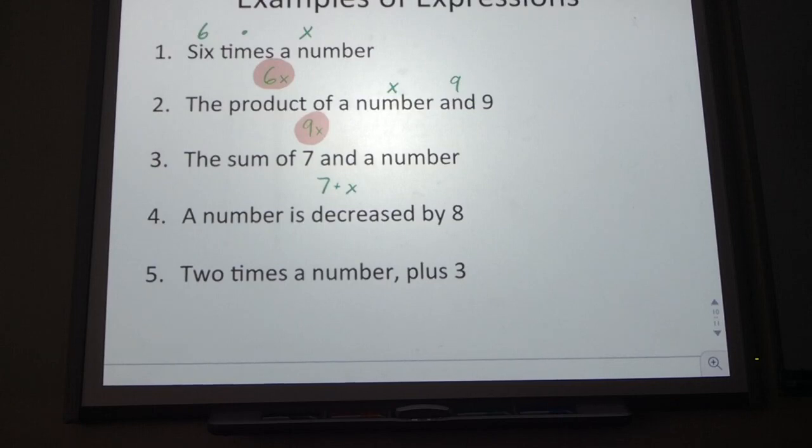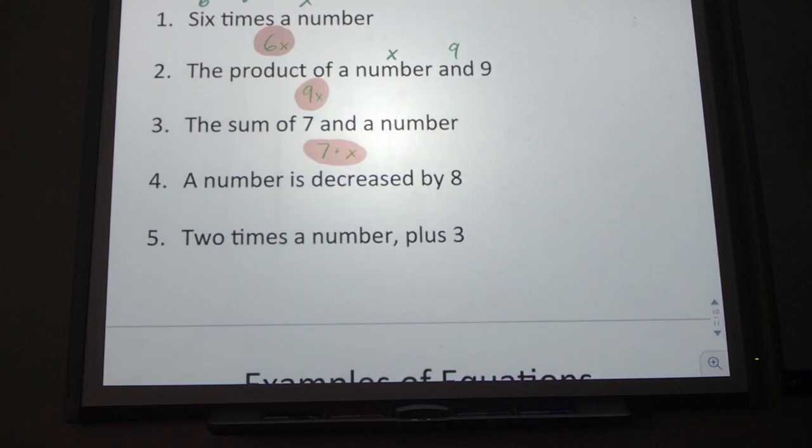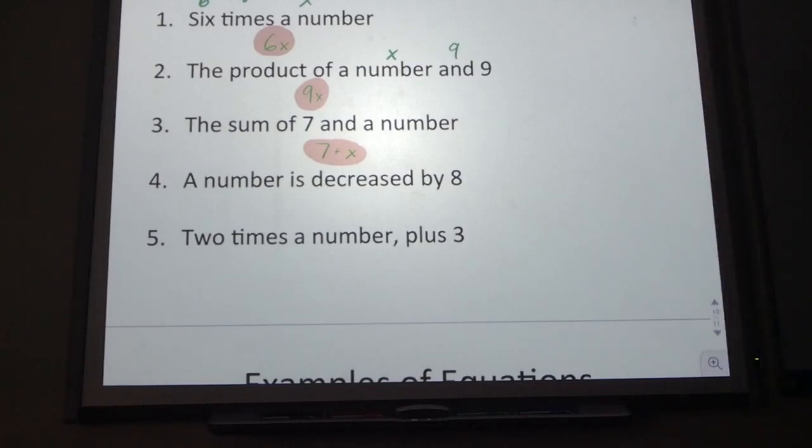Okay? What about a number is decreased by 8? Is it 8 minus x or x minus 8? It's x minus 8. Well, let's see. What do we have first? What did we start with and then we took away from it? What did we decrease? We decreased the x. So we have x and we decreased that by 8. So we're going to start with x and then subtract 8 from it.